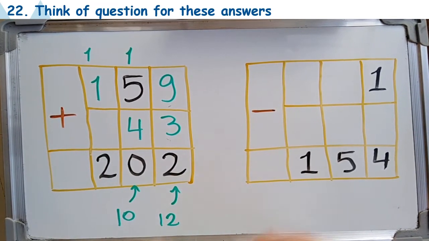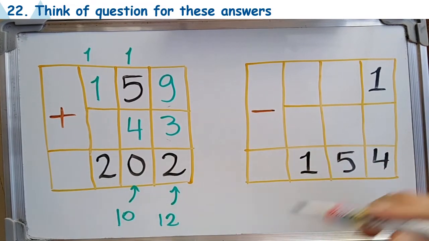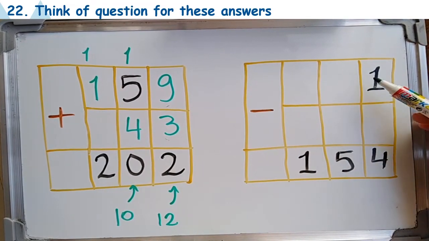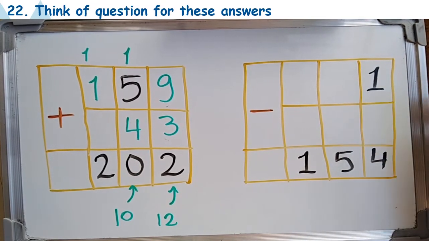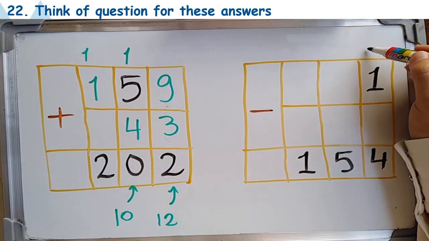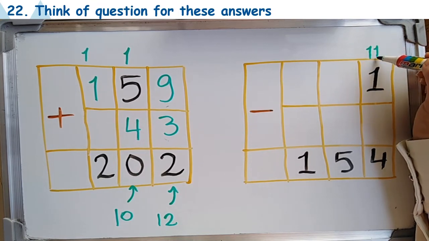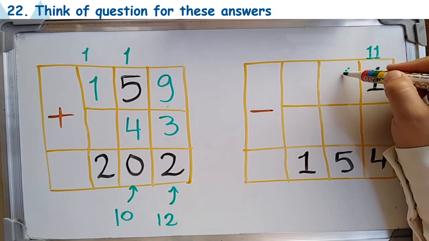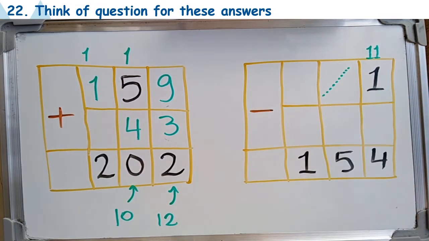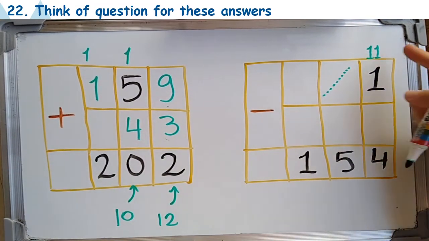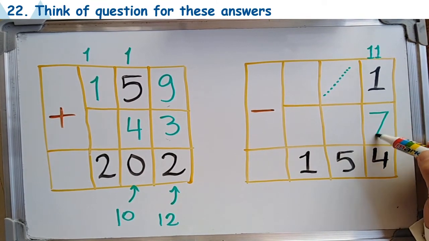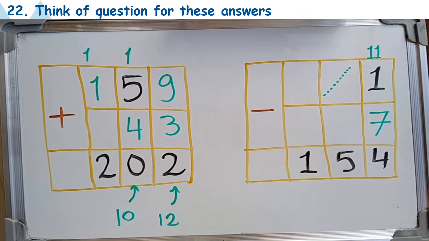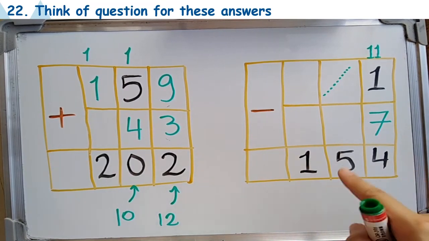The second question, 1 minus something equals 4. Okay, that's not possible as we know. So this 1 must have been 11, and I have borrowed from the neighbor. Now, what is that number when subtracted from 11 equals 4? The answer is 7. Then let's think of the 10's place value.